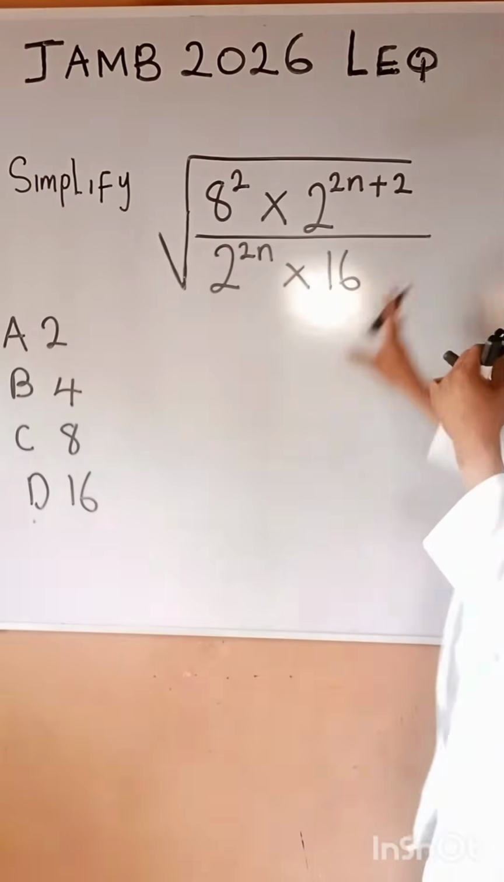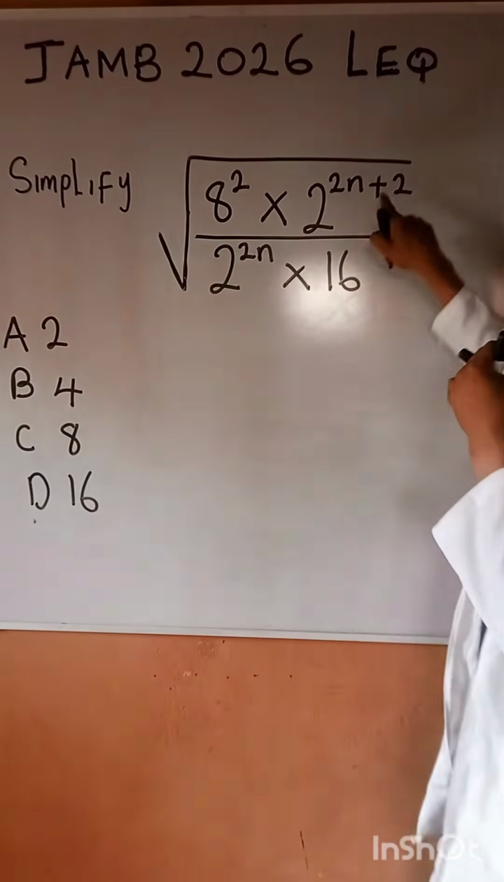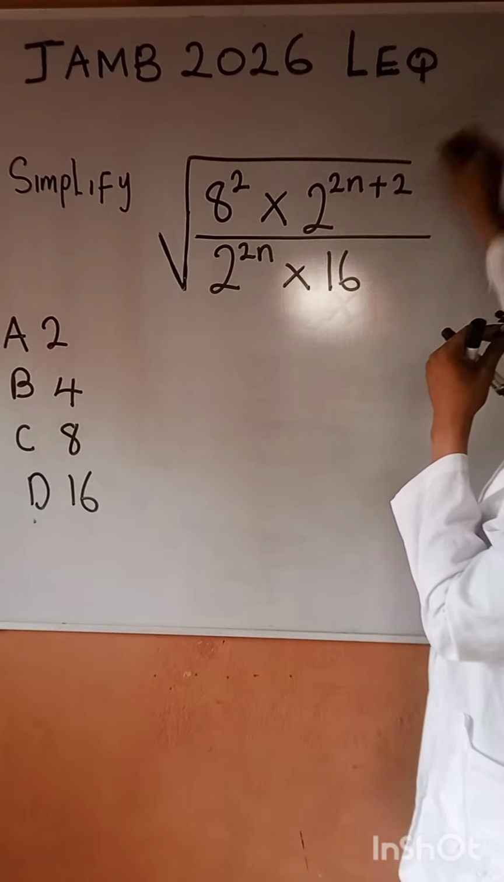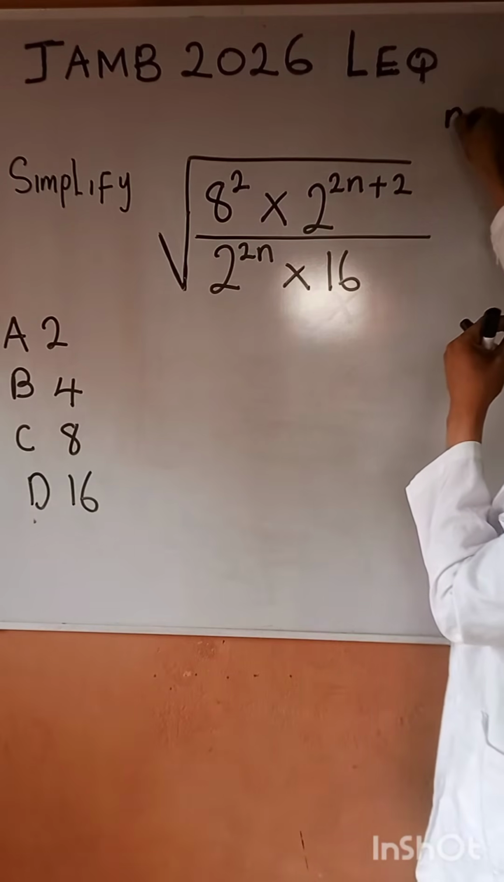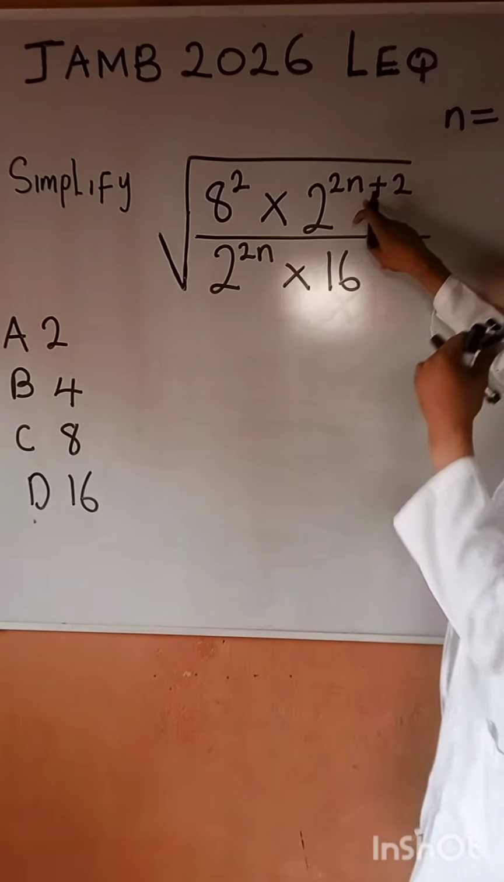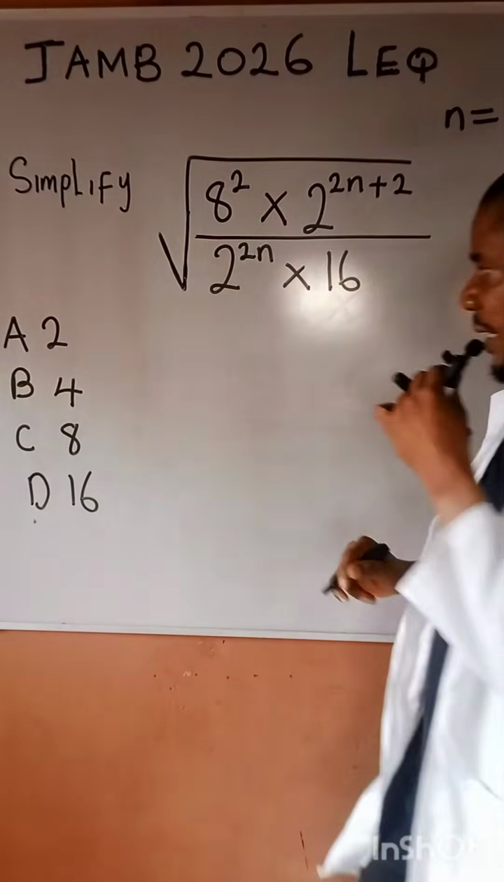Now, if we are given this type of question, class, any place you see n, you substitute your n to be equal to 0. So if you substitute n to be equal to 0, you have your answer as easy as ABCD.